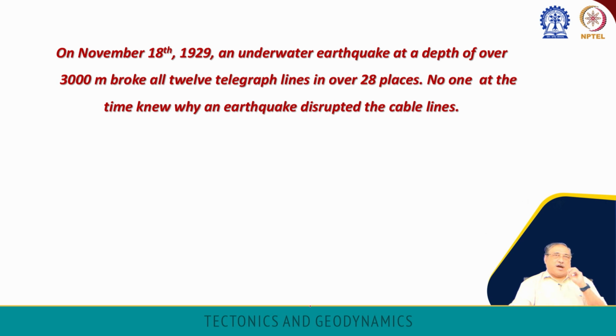Now in 1929, precisely on November 18th, there was an underwater earthquake. So seismometers at the time could actually record it, and they knew that this was inside the oceans. So one could detect that at a depth of over 3,000 meters, there was an underwater earthquake, and because of that, all 12 telegraph lines were disrupted. The disruption was in 28 different places, and that completely disrupted communication between Europe and North America for quite some time. Now, though people tried to repair it, no one really knew why this earthquake had disrupted the cable lines.